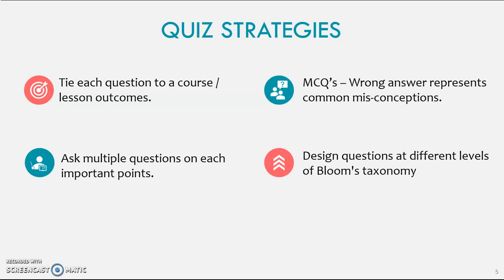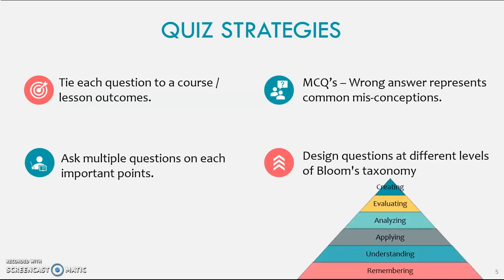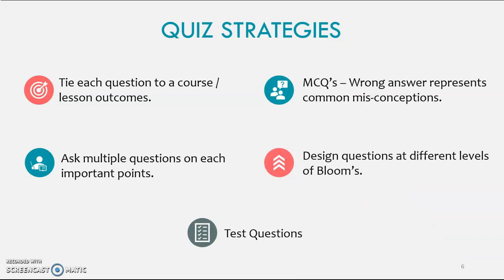Design your questions at different levels of Bloom taxonomy. Include some recall questions, some comprehension questions, some applications and analysis questions. You can determine where students are having problems in their thinking. Can they recall the material but not apply it? And last, test your questions. You have to establish a system report to determine which questions are useful and which aren't.